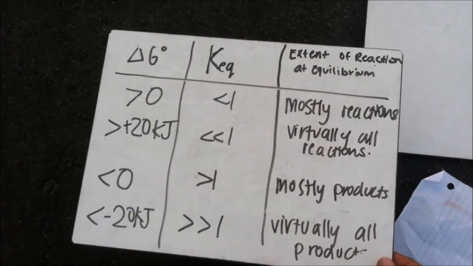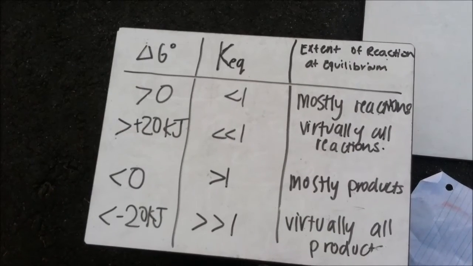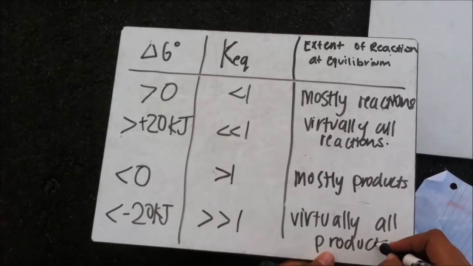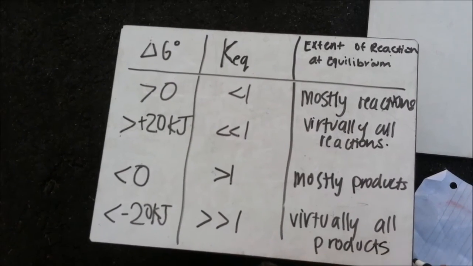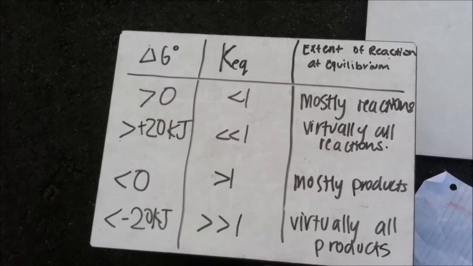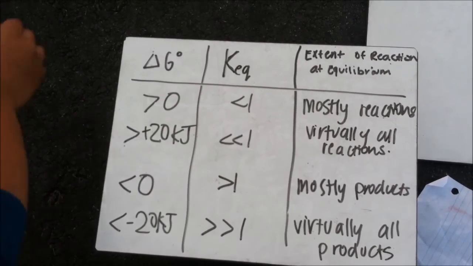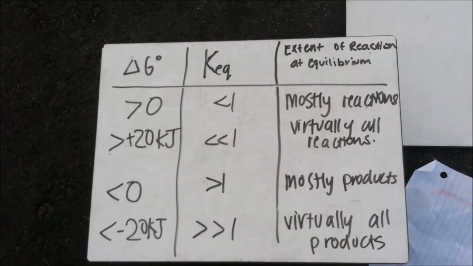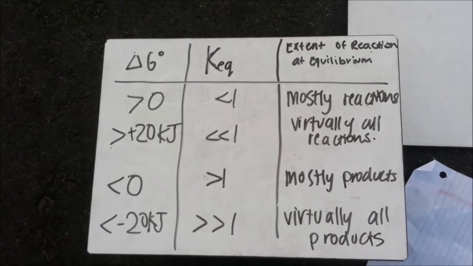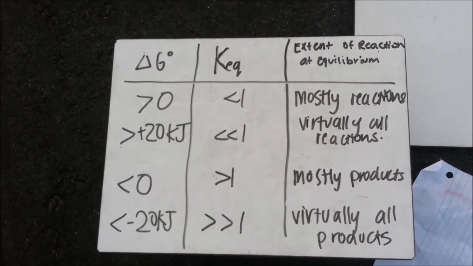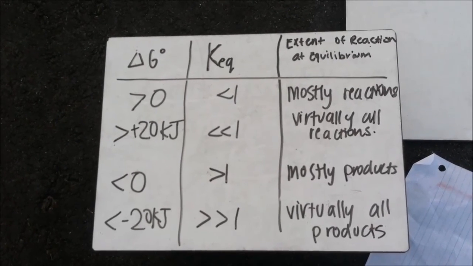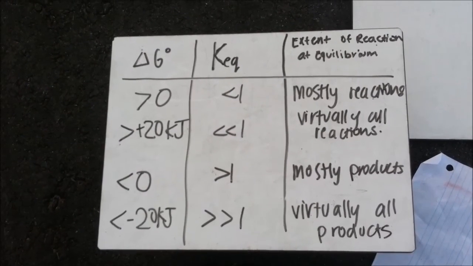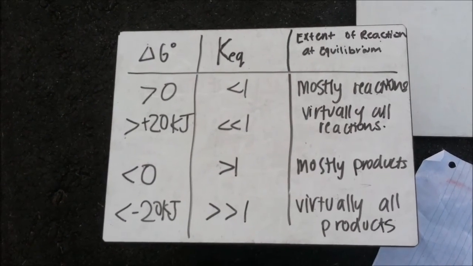When delta G is greater than 0, the equilibrium constant is less than 1, which means that the extent of reaction at equilibrium is mostly reactants. When delta G is greater than 20 kilojoules, the equilibrium constant is much less than 1, which means it's virtually all reactants. When it is less than 0, the equilibrium constant is greater than 1, which means it's mostly products. When it is less than negative 20 kilojoules, it is much greater than 1, which is virtually all products.